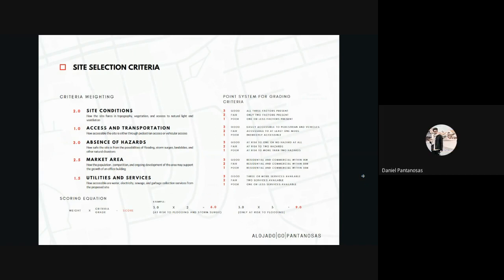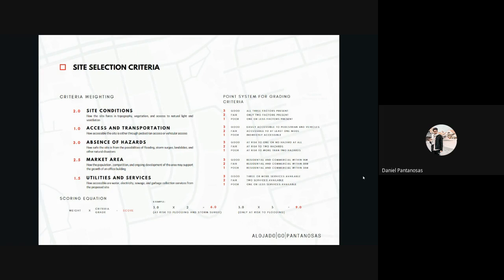So for our site selection criteria, for our criteria weighting, site conditions is how the site fares in topography, vegetation, access to natural light, and ventilation. Next is access and transportation: how accessible the site is through different kinds of vehicular access and pedestrian. For the absence of hazards, it is how safe the site is from possibilities of different hazards like flooding, storm surge, landslide, and other natural disasters.